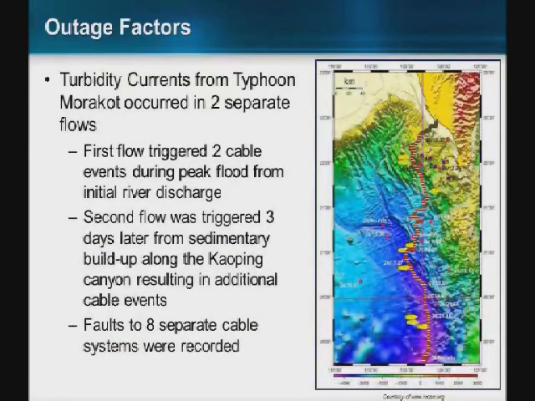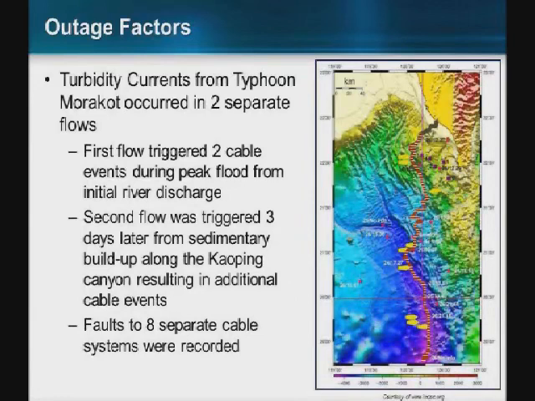The interesting thing about this turbidity current is it actually occurred in two separate flows. The first flow was triggered during the peak flood and took out two cable systems initially. Then 3 days later a second flow was triggered, most likely from the buildup of sediment material along the canyon walls. This resulted in additional cable events. A total of 8 cable systems were recorded to be affected. Some cable systems had multiple faults.